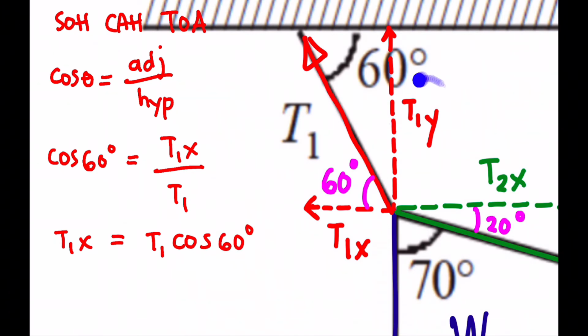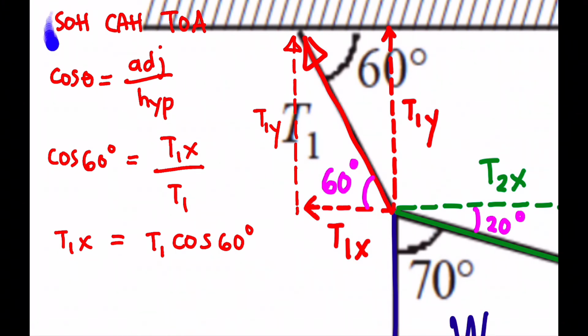On the other hand, our T1y is opposite to this angle 60 degrees. So we could also draw T1y on this side. We could actually draw it here also. So this is also T1y. So if you notice, this T1y is actually the same as that T1y right there, and T1y is a side that is opposite to the angle 60 degrees.